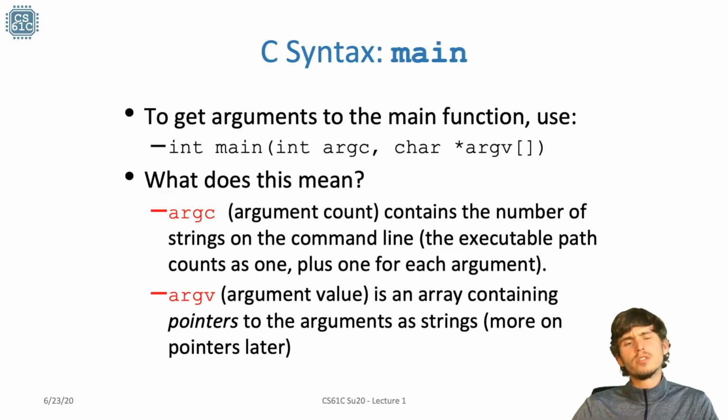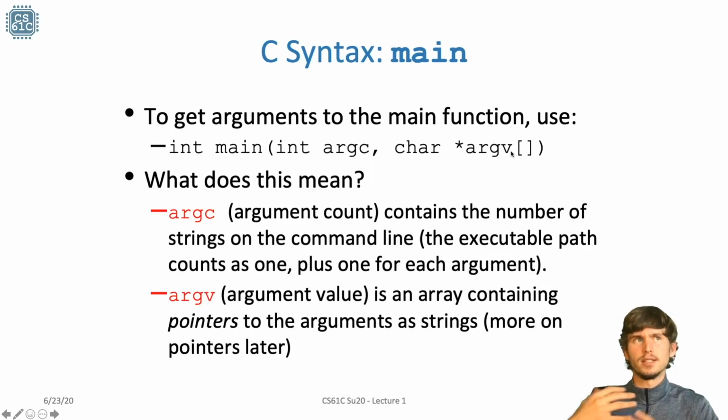So let's get a little bit more into the C syntax of main. You notice that it took in 2 arguments. One was type int, and it was argc. One was type char star list, which is basically a pointer to a list of strings, or a list pointing to strings essentially. So argc is essentially the argument count, so it contains the number of strings on the command line.